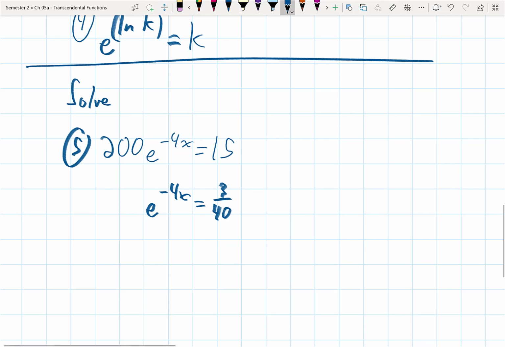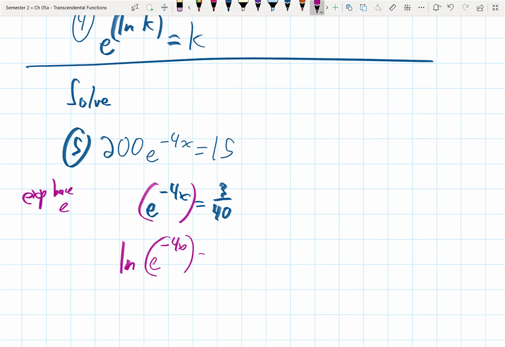The next step is to undo the next thing that's being done to the left side. And the thing that's being done to the left side is exponentiate with a base e. So to undo that, I need to do the opposite of that. What's the opposite of exponentiate? Natural log. So I'm going to take the natural log of the left side, ln of e to the negative 4x equals natural log of 3/40.